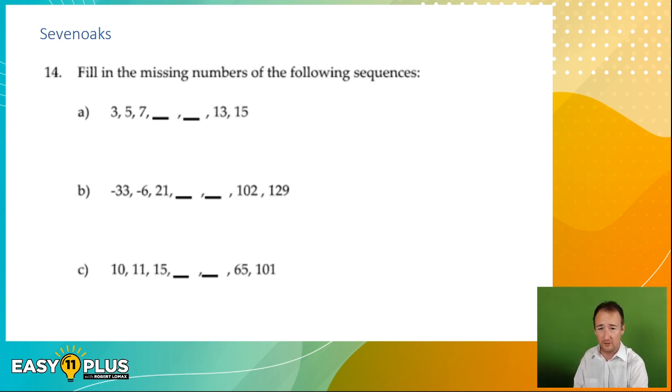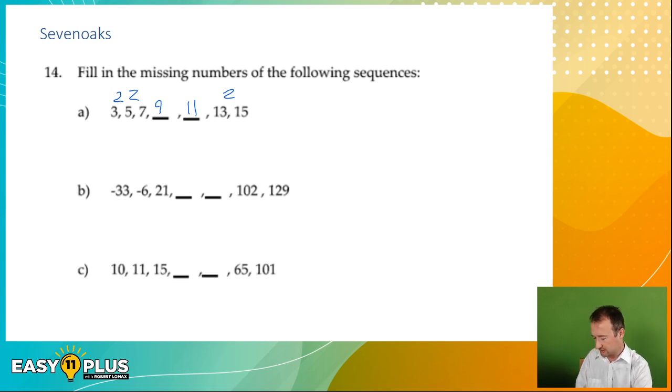Now, the first thing you need to do with something like this, rather than just plunging in straight away, is to look at the differences. So the difference from 3 to 5, of course, is 2. And the same difference from 5 to 7, and the same difference from 13 to 15. So we can very clearly see where the sequence is going. It's going to be 9, it's going to be 11, and there we have it. It's a really easy one, but always get into the habit of writing these differences. It can be really useful when these sequences get trickier.